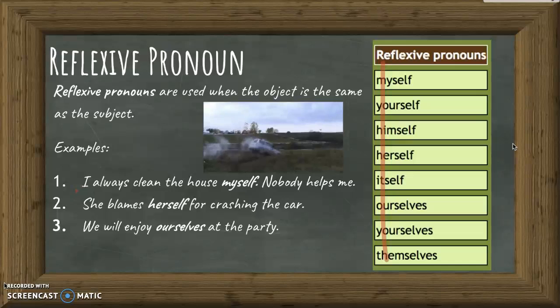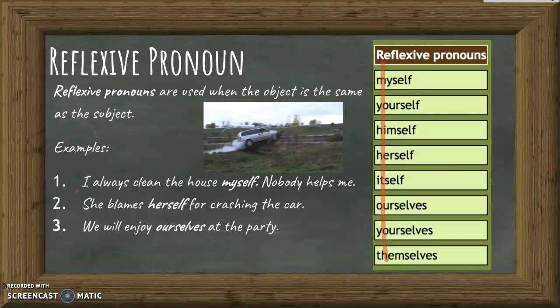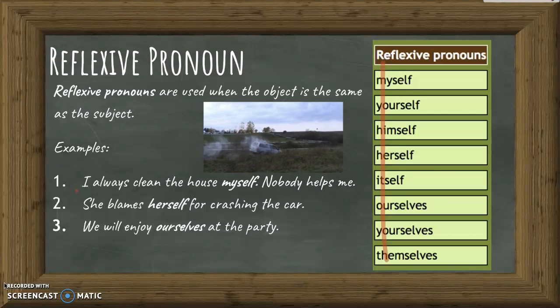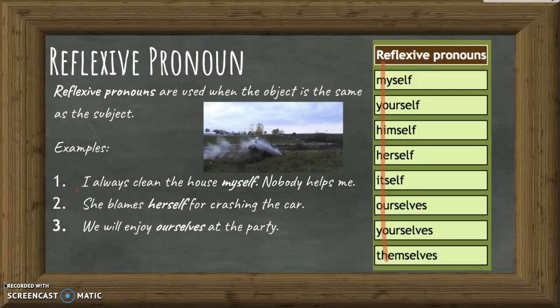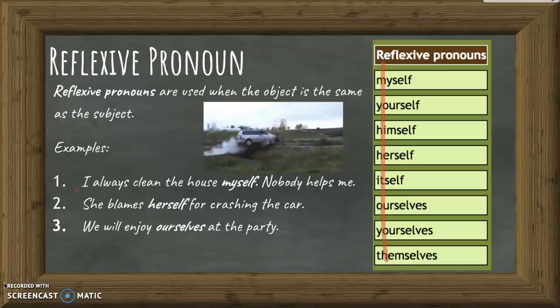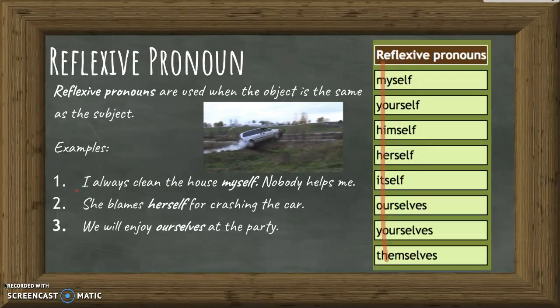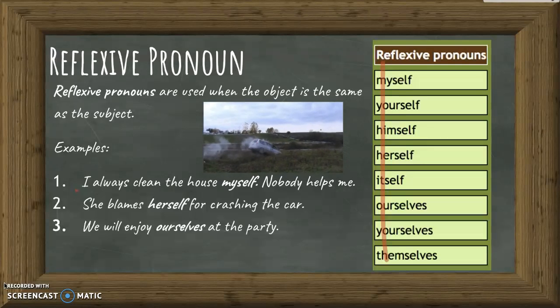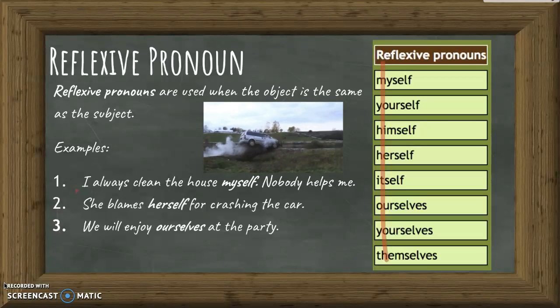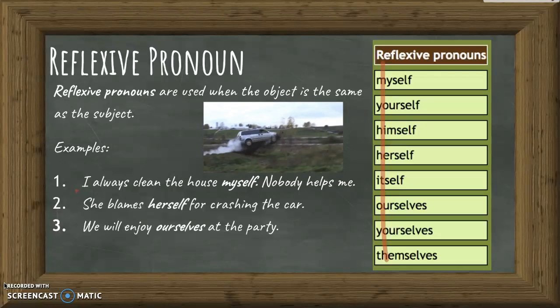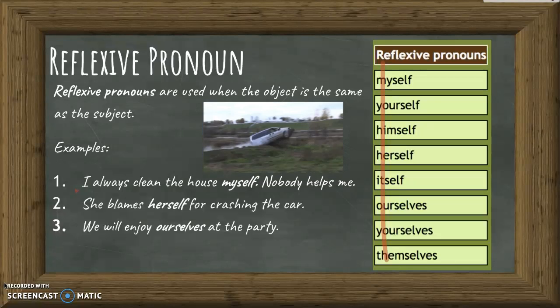Okay, so reflexive pronouns. Reflexive pronouns are used when the object is the same as the subject. So some examples are, I always clean the house myself. Nobody helps me. So myself is the reflexive pronoun. She blames herself for crashing the car. So herself is the reflexive pronoun.